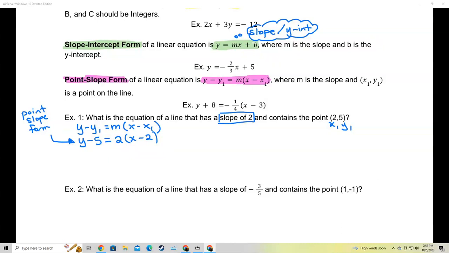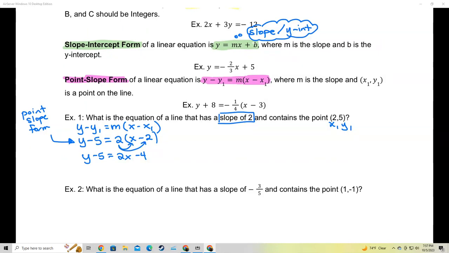We're just going to go ahead and distribute that 2 first. I have this number in front of the parentheses. I'm going to distribute it here and here. So I still have y minus 5 is equal to 2 times x, which is going to give me a 2x. And then 2 times negative 2 is going to give me a negative 4. All I did was I multiplied 2 times x and I got 2x. And I multiplied 2 times negative 2 and I got negative 4. Okay, I distributed the 2.